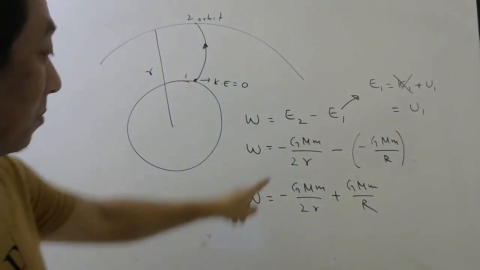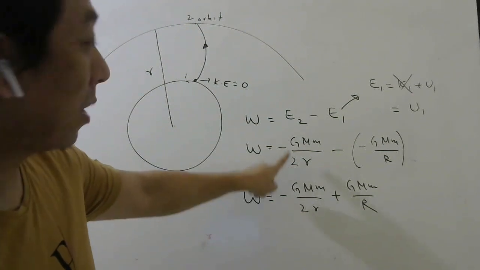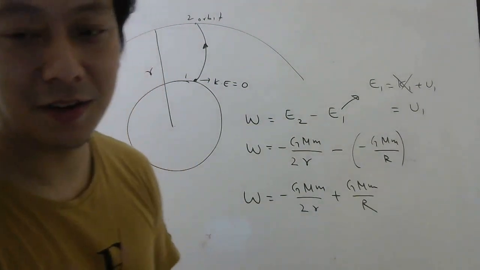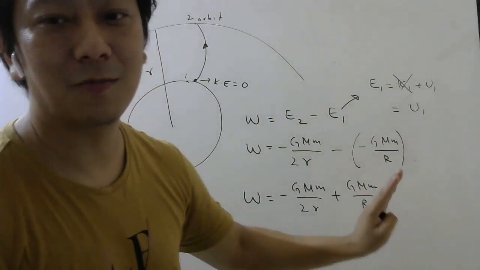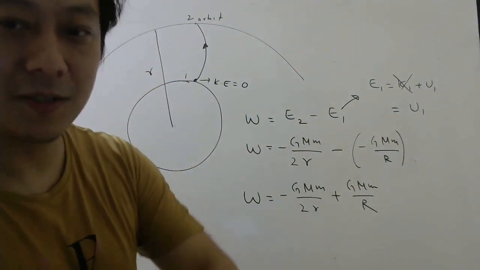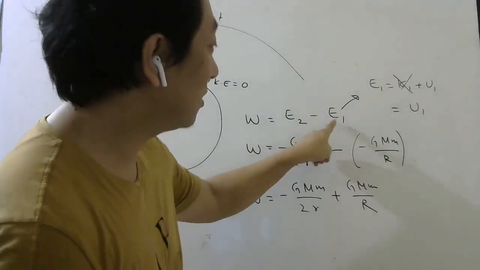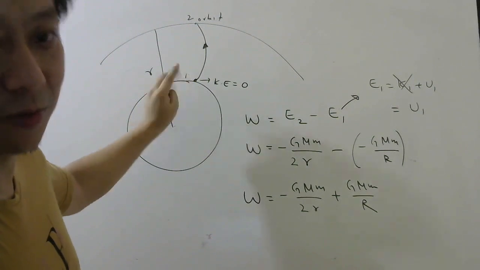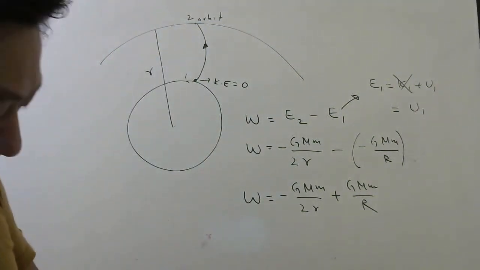Okay students, but be careful with these two. I'm not writing U2 minus U1, or K2 minus K1. I'm writing E2 minus E1, which is K2 minus K1 plus U2 minus U1. But for this, there is no K1 because I started from the surface of the Earth, from rest. Okay, so that you remember.